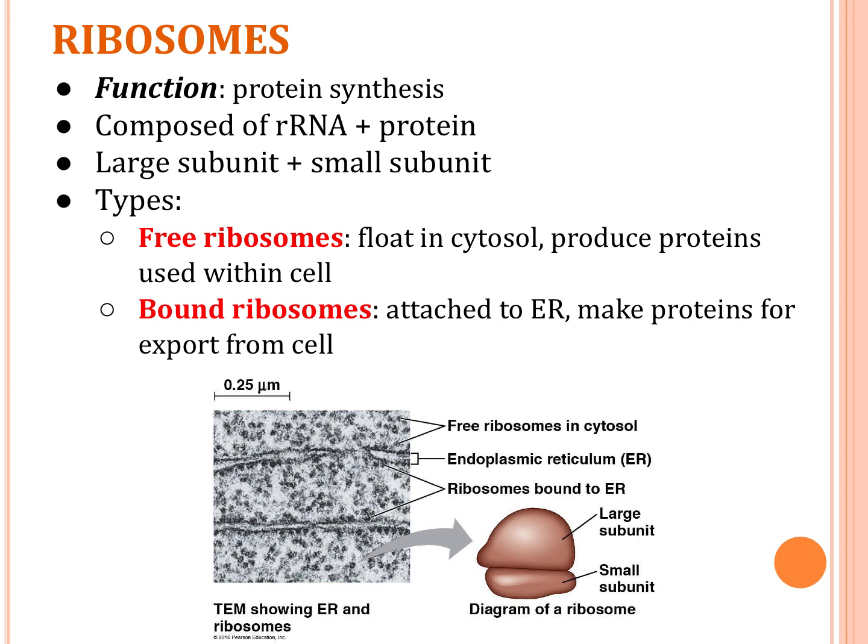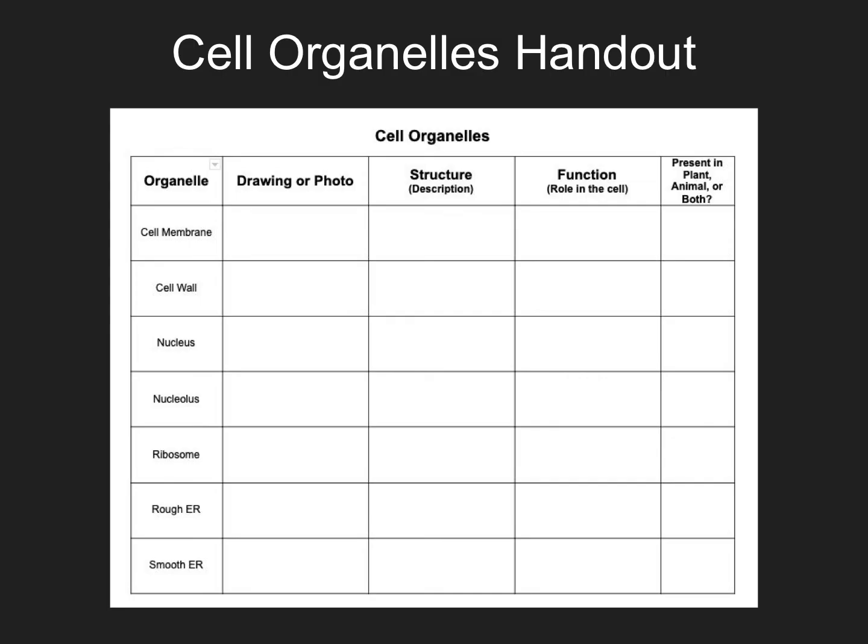Now, some cells need to make proteins for export, and so those ribosomes are going to be taken to the rough endoplasmic reticulum. They're going to dock there. The proteins that come off the ribosomal production line will actually go into the ER and then continue folding and processing in there. And generally, those proteins made in the ER are going to be exported from the cell.